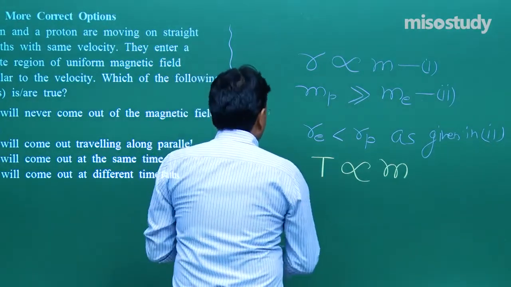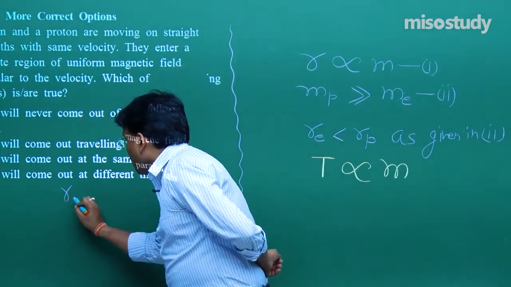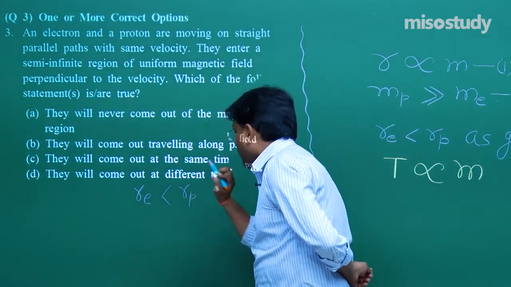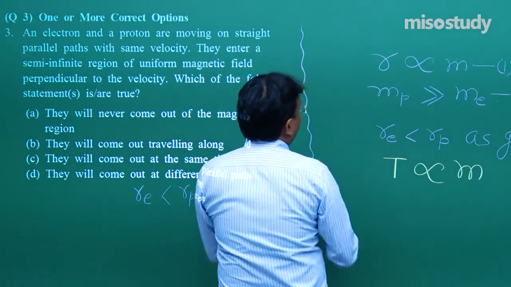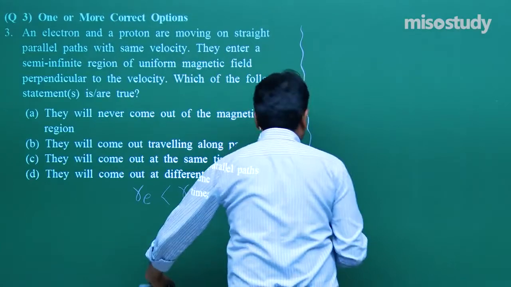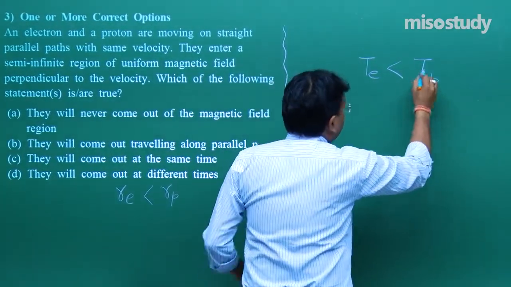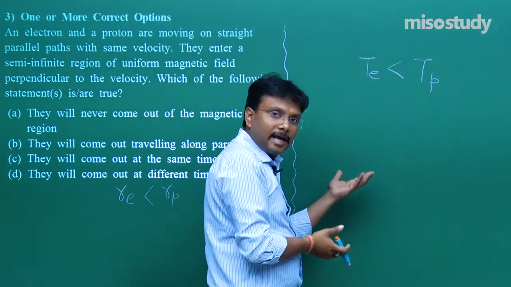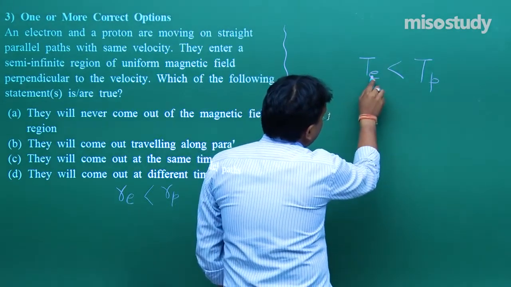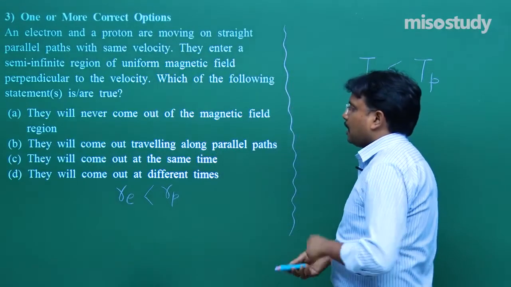Okay. So, Re is less than Rp, first fact. And then Te is less than Tp. Reason I explained to you. So, from here what you can say is that the time period for electron is less than the time period for proton. So, now let us start analyzing the options.